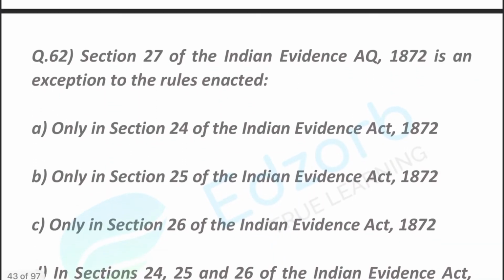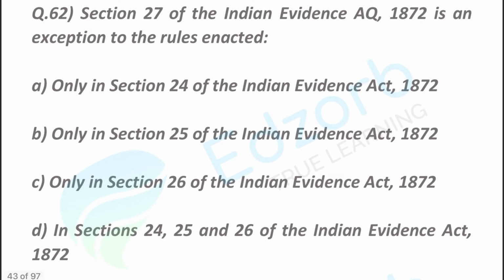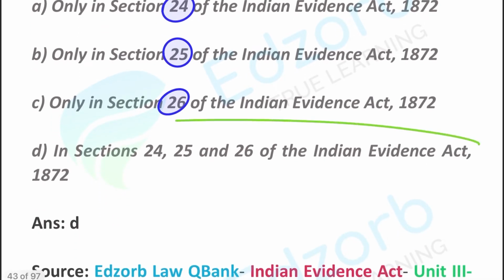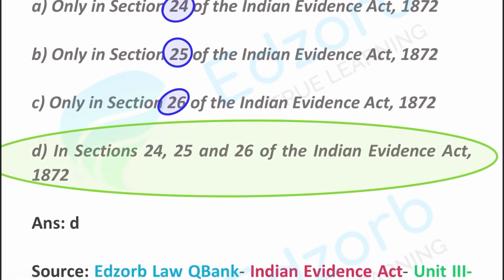So confession के zone में आ गए हैं हम with question number 62. So section 27 is the exception to which rule? You know, 24 to 26 में ये rule है. 24 will talk about confession by inducement, threat or promise. 25 will talk about confession made to police officer. 26 will talk about custodial confession. So the correct answer was D without any doubt.